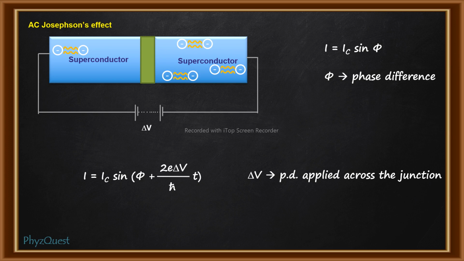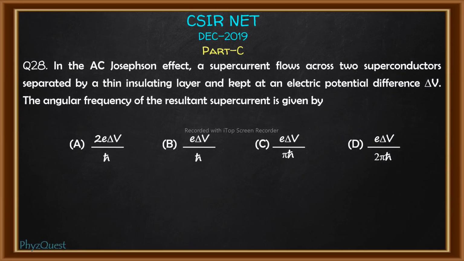In this question we need to find the angular frequency. If we compare this expression to the AC current sine wave equation, I equals Ic sin of (omega t plus phi), we can see that omega, the angular frequency, is 2e delta V by h cross. Now let's check the options. The expression given in option A matches our answer, so this is the correct answer.